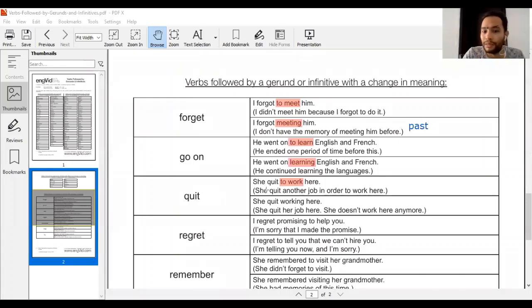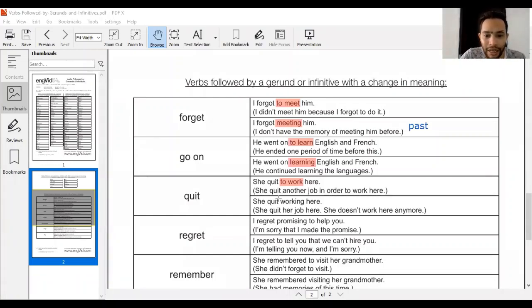So, cuando decimos she quit to work here, lo que quiere decir es que ella renunció a su trabajo actual para ir a trabajar a otro lugar, right? Es decir, dejó un lugar por otro lugar, o dejó algo por otra cosa, right? En este caso, dejó de trabajar, she quit to work here. Ella dejó o ella renunció para trabajar aquí.